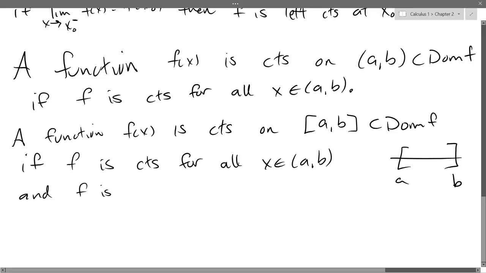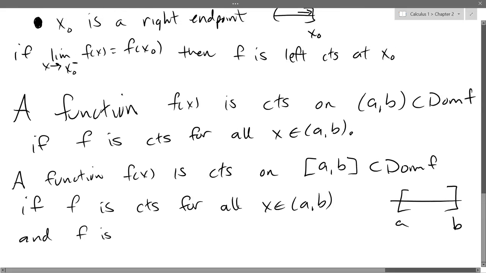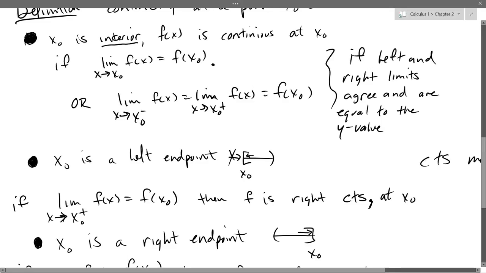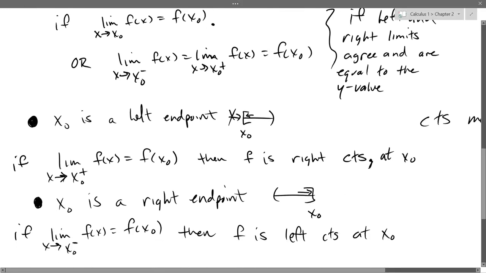So we think about A. At A, we need to be, what do we call that? Right continuous? Pretty sure. So if we're on the left side, we'll be right continuous.